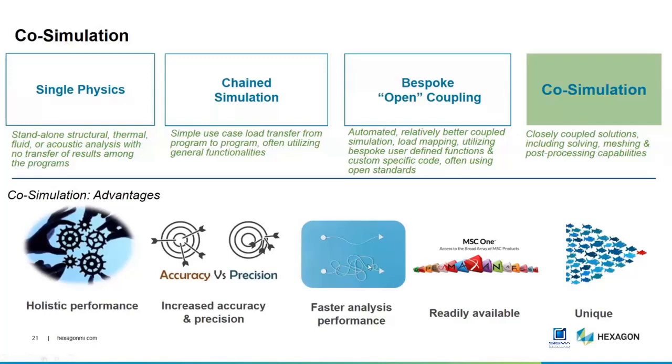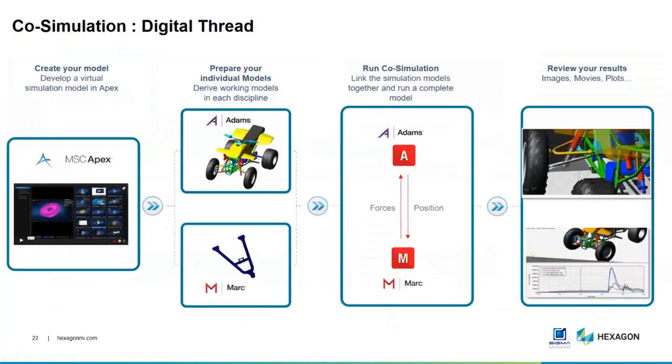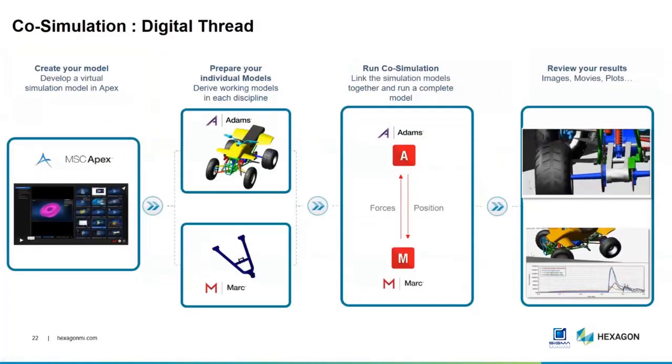It allows for faster analysis, because if you're talking about an assembly, you can model the rigid bodies using MSC Adams and then focus in on the product of interest using MSC Marc. So it's readily available. You can use the MSC One pool of tokens and then invoke any of our MSC products. It's unique because we are offering the co-simulation advantage to you. So it's an example again of a model.